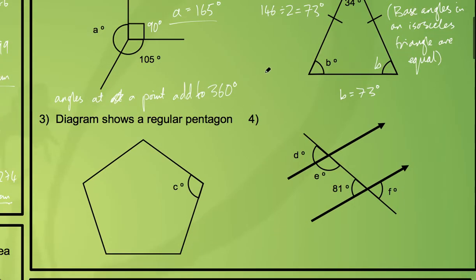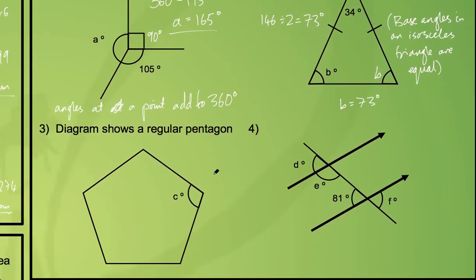Question 3, the diagram shows a regular pentagon and I've been asked to find one of the interior angles of that pentagon. Easiest way to do this is to find this angle here. I do that with 360 divided by 5, because there are 5 angles. 360 divided by 5 is 72 degrees. And the reason for that is exterior angles of a polygon always add to 360 degrees. So that gives me 72 degrees here.